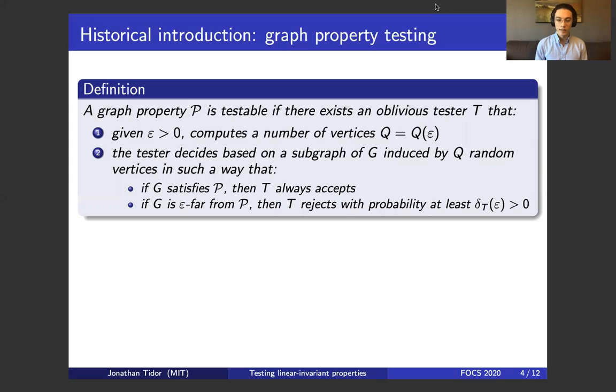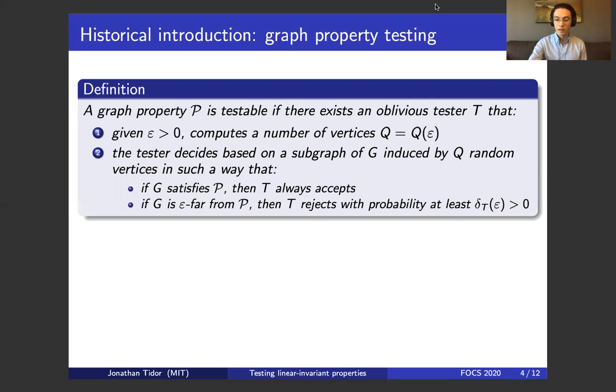It needs to decide in such a way that if the original graph satisfies the property, then the tester always has to accept. And if the original graph is epsilon far from satisfying the property, then the tester has to reject with some positive probability delta, which is allowed to depend on epsilon and on the property, but not on the size of the input graph. So let's note that the Ruzsa-Szemerédi tester for triangle freeness is a tester of this form. In this case, q of epsilon is always equal to 3. It doesn't depend on epsilon, but we'll allow slightly more advanced testers which can query more and more vertices as the error parameter epsilon approaches 0.